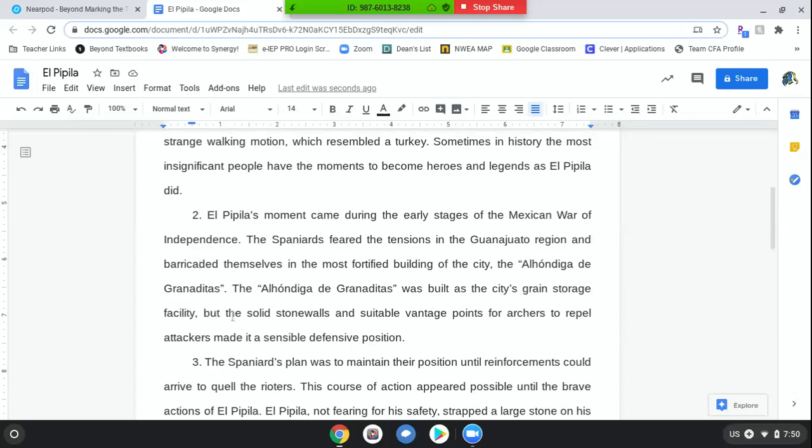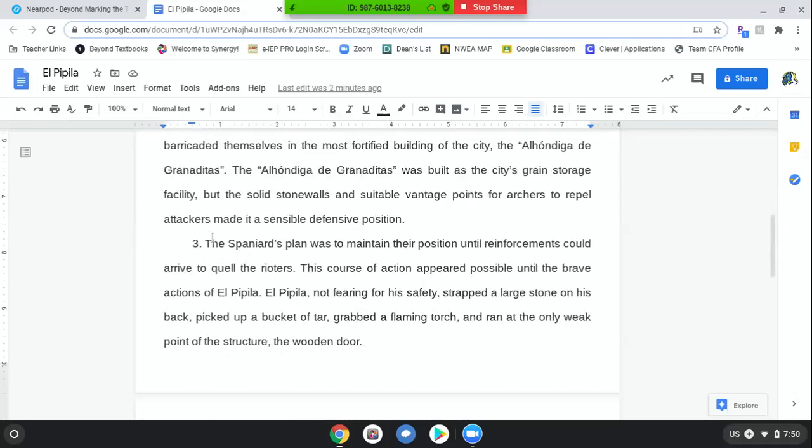It was built with solid stone walls and suitable vantage points for archers to repel attackers, which made it a sensible defensive position. The Spaniards' plan was to maintain their position until reinforcements could arrive to quell the rioters. This course of action appeared possible until the brave actions of El Pipila.